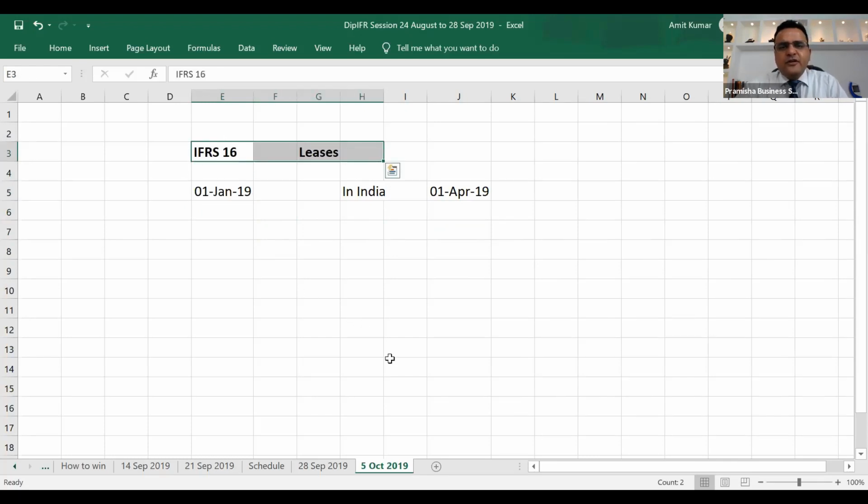Why was this standard introduced? This standard was introduced because there was a lot of confusion in deciding whether an arrangement is an operating lease or a finance lease, and for that there was an interpretation issued as well, IFRIC 4, Arrangements Containing a Lease, which required a lot of interpretation in terms of who is actually receiving the benefits, who is actually owning the asset.